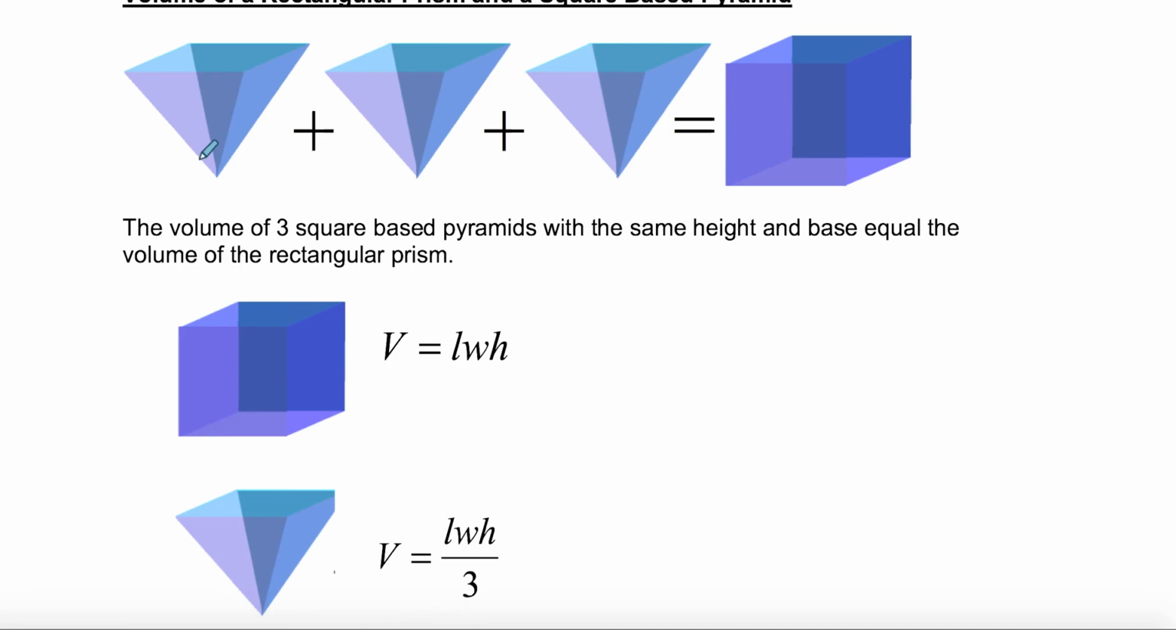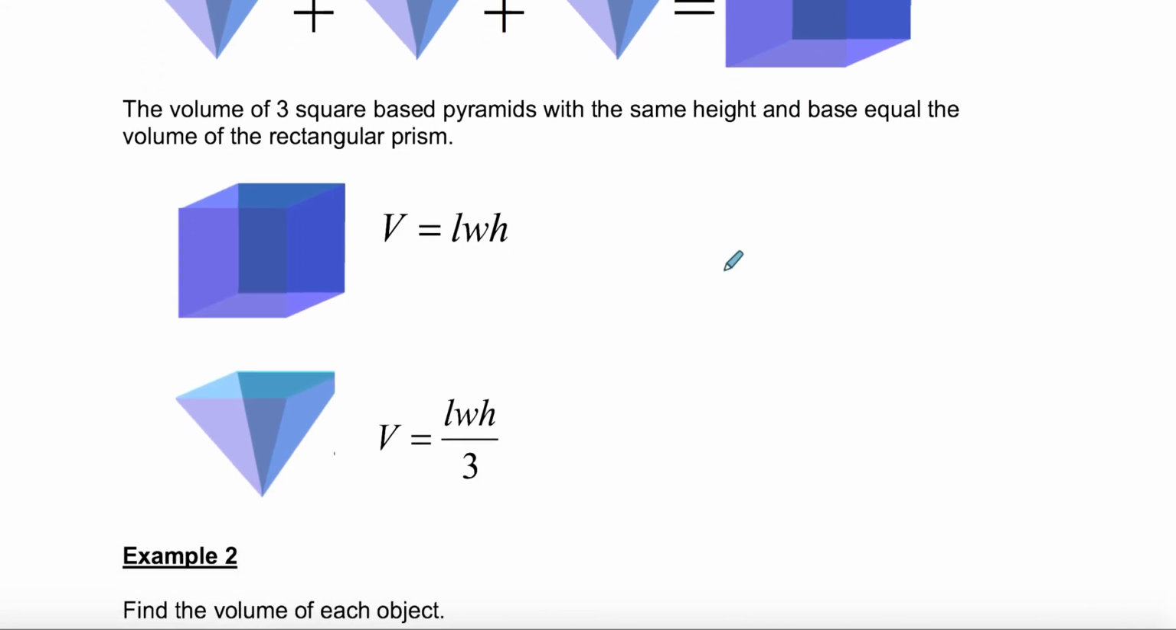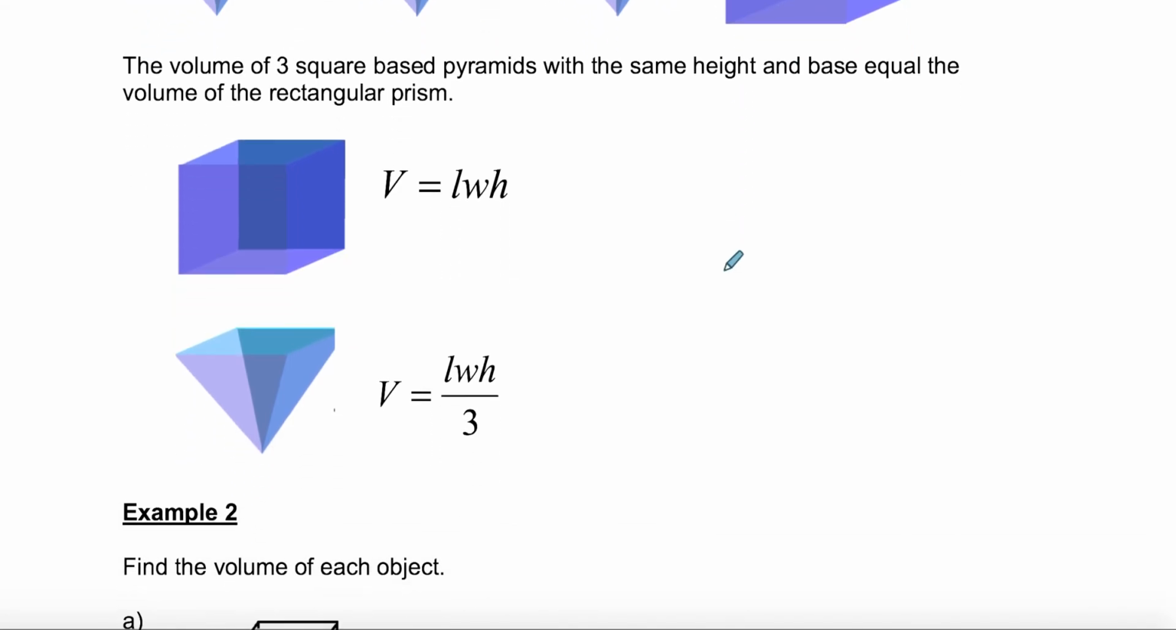But what I want you to know is that if these pyramids all had the same base size as this one, and they had the same height as this cube, let's say over here, we would have to fill 3 of these up to fit inside of one of these. So the formula that I like to use is just I take the volume of a rectangular prism, and if it's a pyramid, I just divide it by 3.